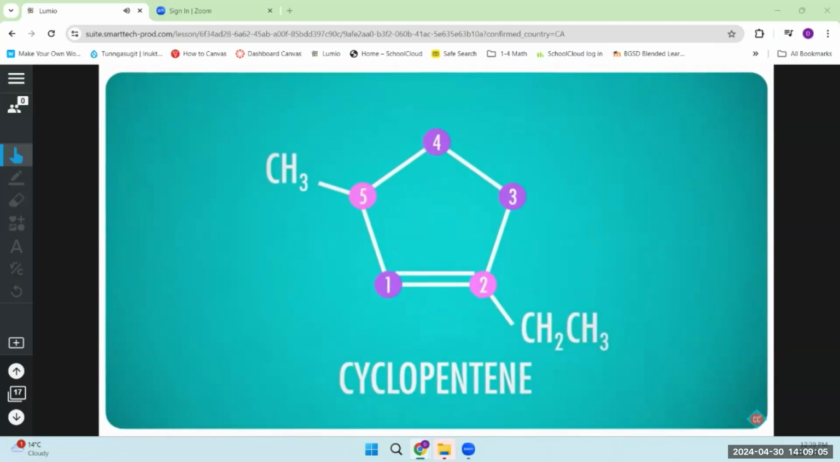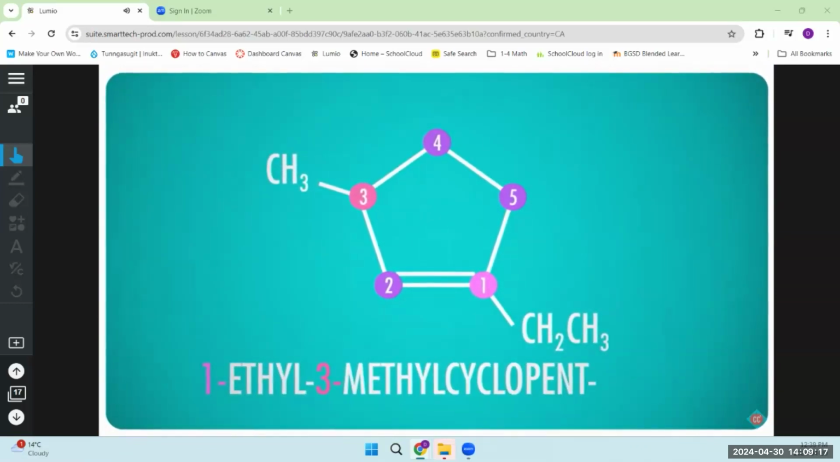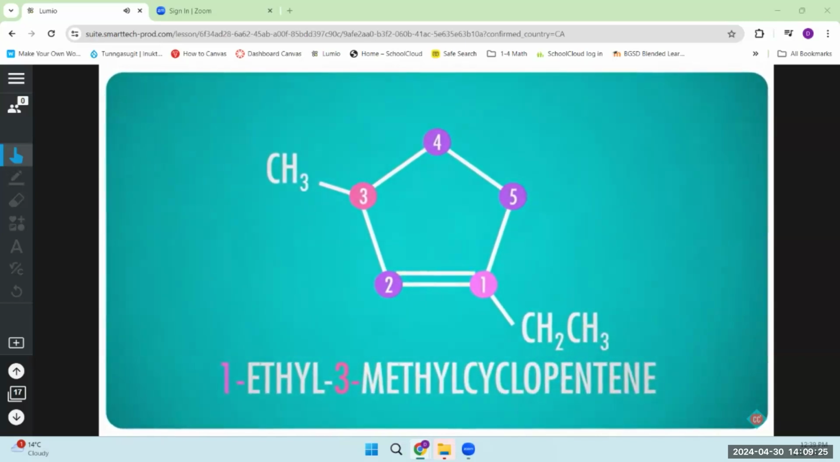If we number counterclockwise from the beginning of the double bond, we get the branches at the 2 and 5 positions, but if we number clockwise from the double bond, the branches are at the 1 and 3 positions. So this must be 1-ethyl 3-methyl cyclopent-1-ene. But since there's only 1 double bond and it's in the first position, the second one is often left out as being understood, so we simply call it 1-ethyl 3-methyl cyclopentene.